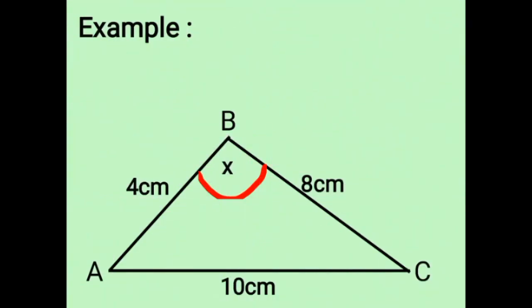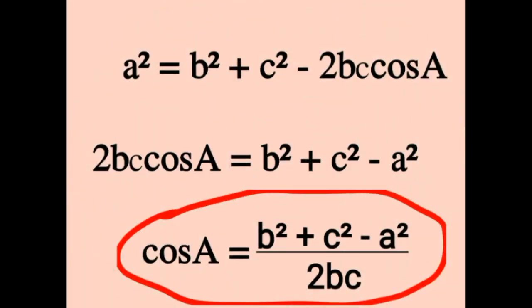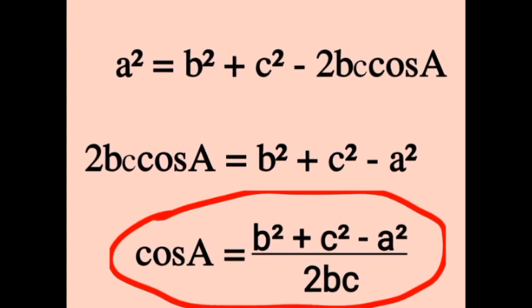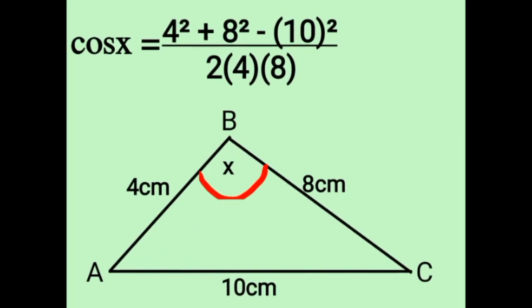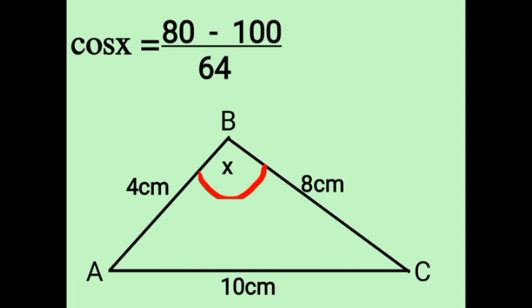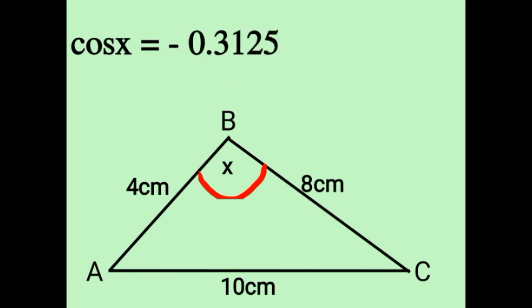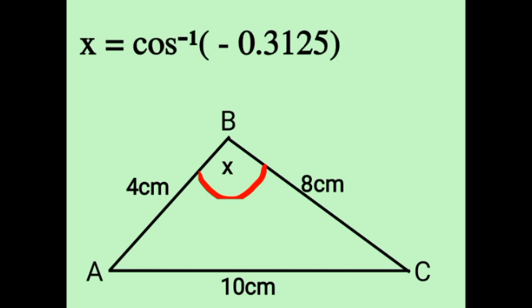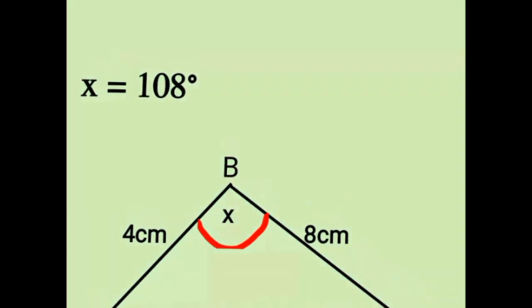Now if we take this example, here we also know the lengths of all three sides. Now using this formula, we can calculate the size of the angle X. So using the formula cos A equals B squared plus C squared minus A squared over 2BC, cos X equals 4 squared plus 8 squared minus 10 squared over 2 times 4 times 8. Cos X equals 80 minus 100 over 64. Cos X equals minus 0.3125. So taking the inverse cosine, X equals cos inverse of minus 0.3125. X equals 108 degrees.